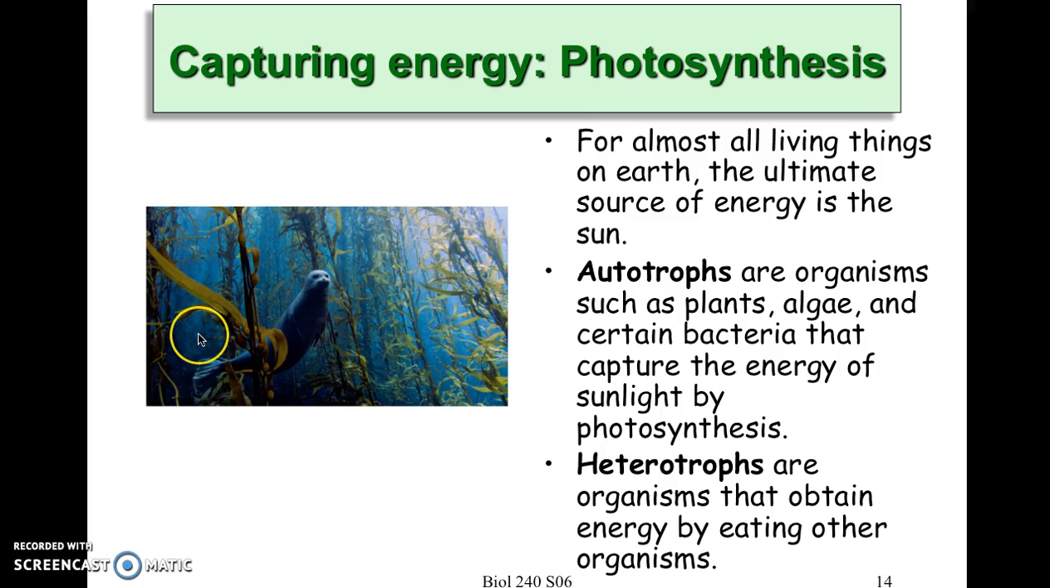This image here shows you a scene that you would see if you were scuba diving off of the California coast. Here we have a harbor seal in a bed of kelp. So the kelp is one of the organisms that has the ability to use light energy to make their own food molecules. The process is photosynthesis, and the term for those organisms are autotrophs, which literally means self-feeders.